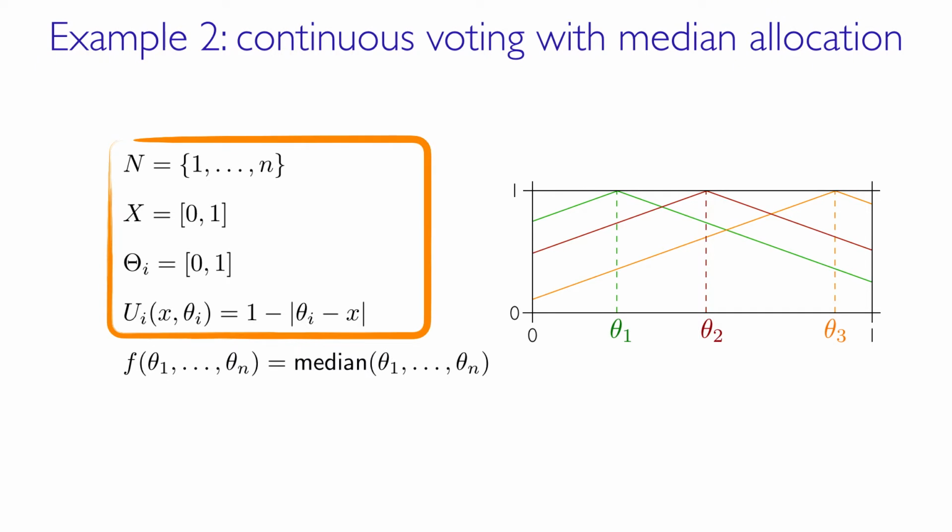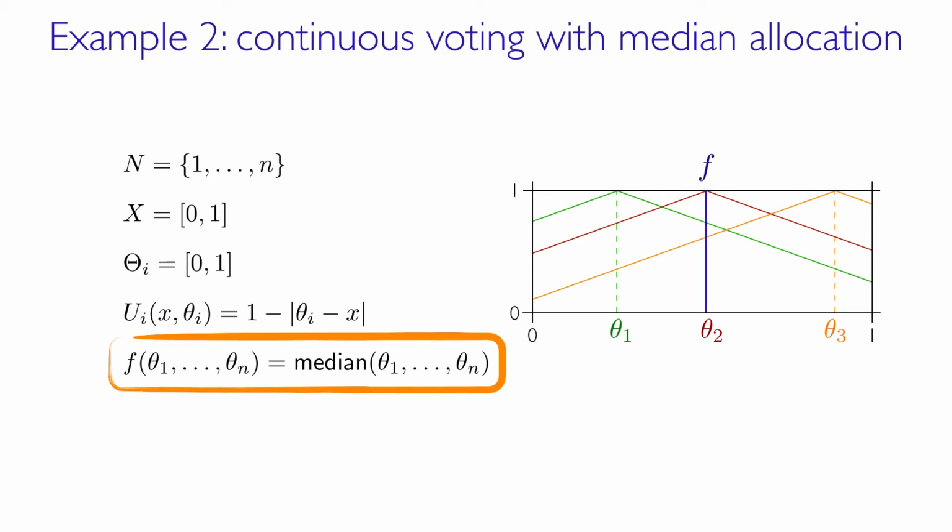Consider here another example. The setting is the same as before, but the social choice function is different. More precisely, the social choice function returns the median of the vector of types received in input.